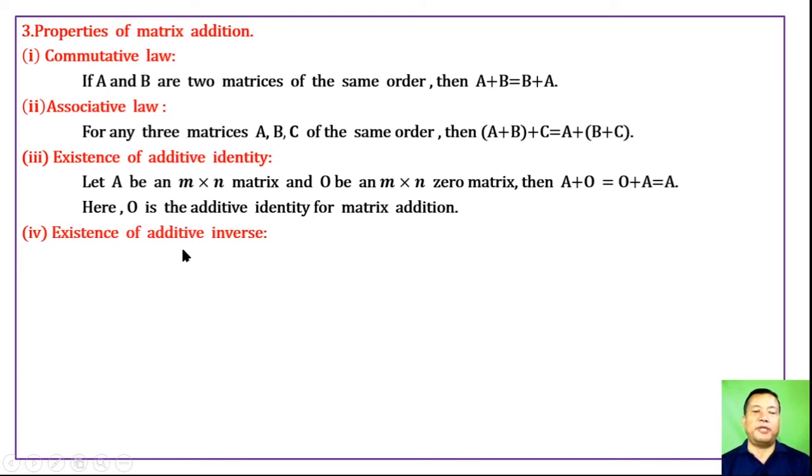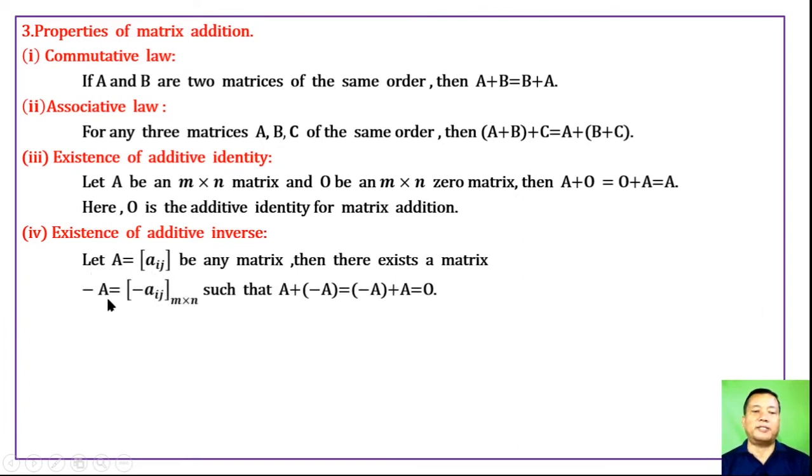Existence of additive inverse. Let A be any matrix, then there exists a matrix minus A whose element is minus Aij. Order is also M by N, such that A plus of minus A equal to minus A plus A equal to O.